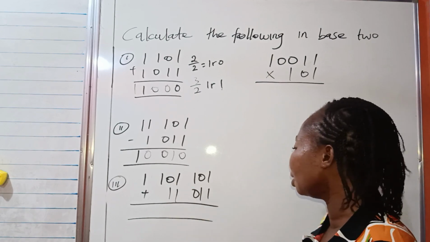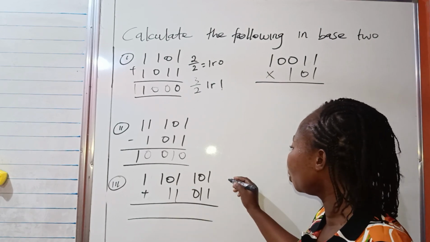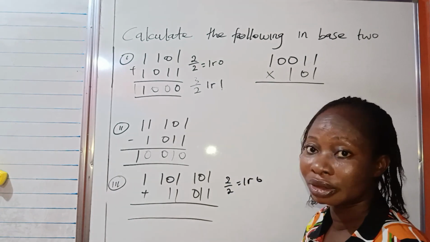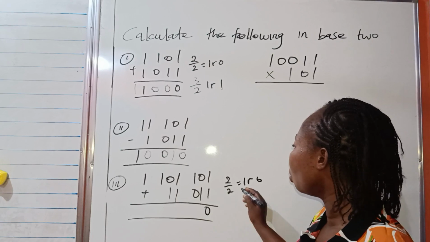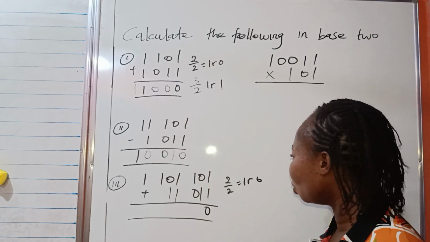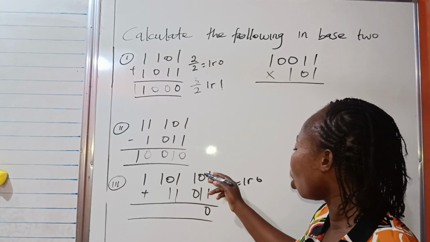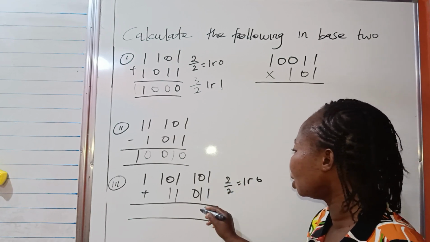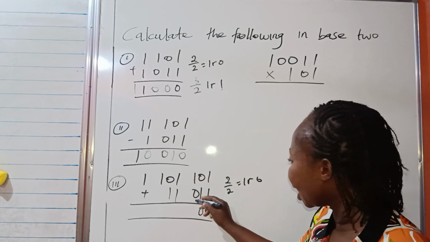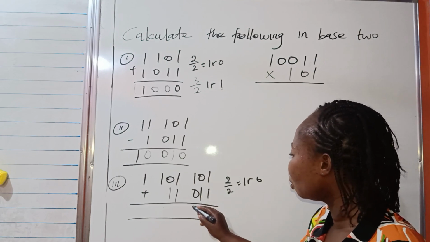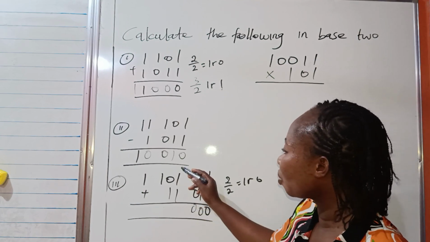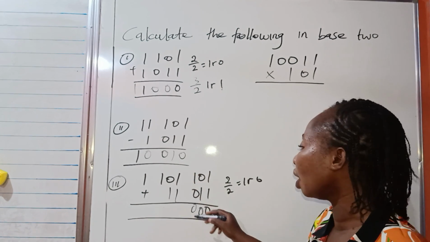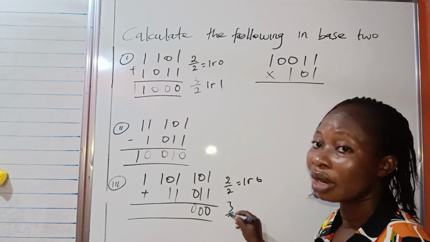The next one is also addition. We want to add this. 1 plus 1 is 2, and that is 2 over 2, which is 1 remainder 0. So we write 0. The 1, we bring it here. It is 2 as well. 1 plus 1 is 2. 2 over 2 is 1 remainder 0. So we bring 1 here again. Then we also have 0 remainder 1. Here we have 1 plus 1 plus 1 because of the one we are bringing over. So this is 3 over 2.